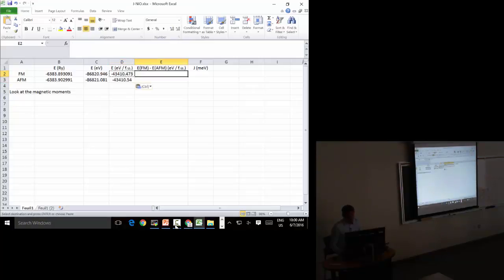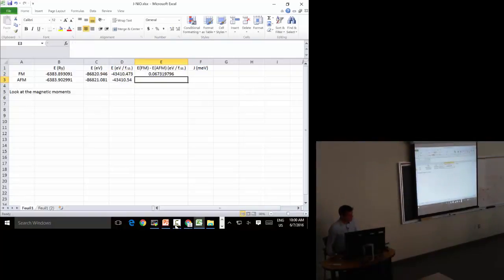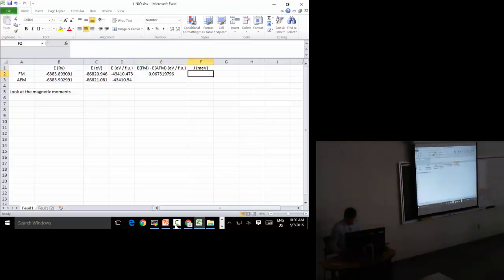Now I can do an energy difference between ferromagnetic and antiferromagnetic. It will be in eV. So you see that you have, in terms of eV, 0.067. So you have to be really accurate in such a calculation if you want to estimate a J value, because it will be about milli-eV.